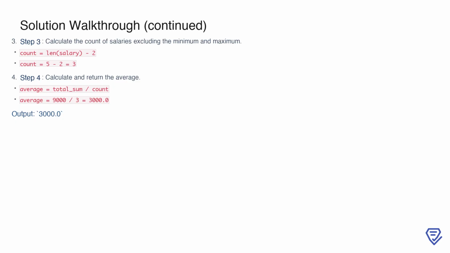Next, we determine the count of salaries after excluding the minimum and maximum. Since the input has 5 elements and we exclude 2, the remaining count is 3. Finally, we calculate the average by dividing the total sum, 9,000, by the count, 3. This results in an average of 3,000.0. Therefore, the output for this example is 3,000.0. With this approach, we've demonstrated how to calculate the average salary excluding the minimum and maximum for various scenarios.